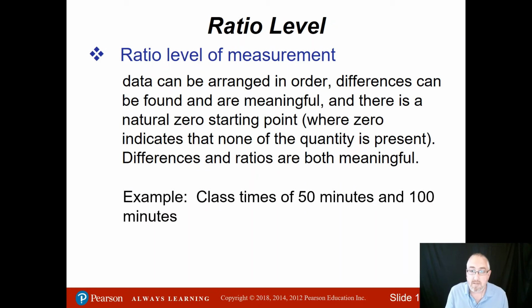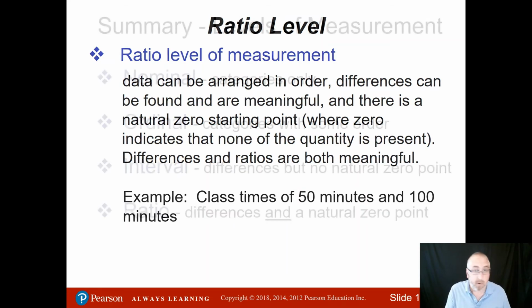So class times of 50 minutes and 100 minutes. You could have a class time of 0 minutes. You can't really have a class time of negative time. That wouldn't make any sense. So 0 is the smallest one. It doesn't have to be part of the examples that they give, but you just have to realize that for this quantity that you're looking at, 0 would be the lowest that you could possibly get. So that's why it's ratio.